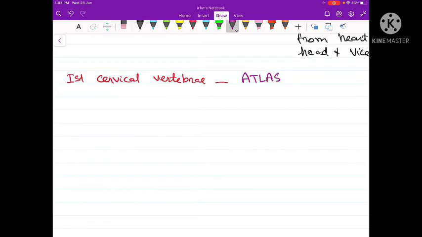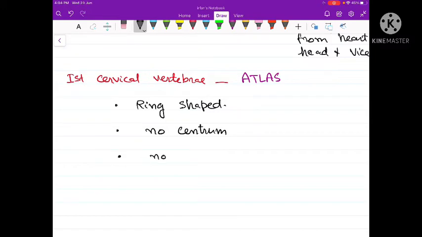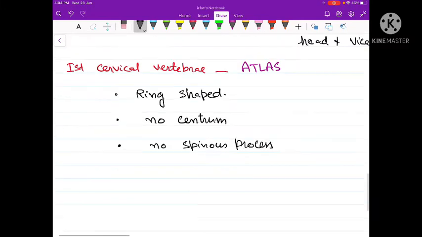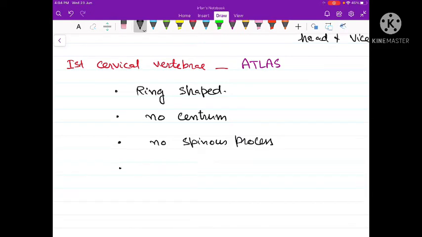Now, this atlas cervical vertebra is ring-shaped. The unique features of this vertebra include, number one, that it is ring-shaped. Number two, it has no centrum. Centrum is absent in the atlas. Number three, it lacks any spinous process. It doesn't have any spinous process. And you will see that the atlas has facets for articulating with the occipital condyles of the occipital bone of the skull.